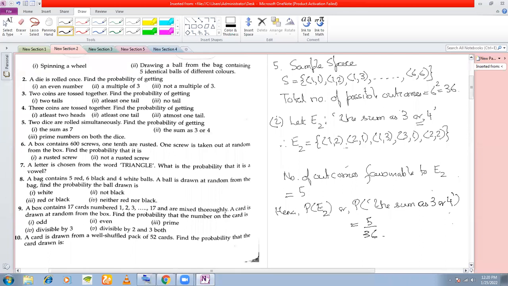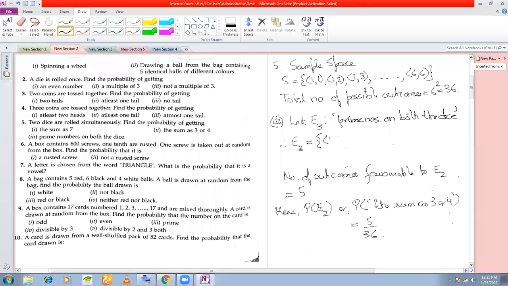Do we have time for the third one? Perhaps I have time for the third one also, so let's finish this question. Let us define the event E3 as prime numbers on both the dice. What is my set E3 from the sample space? Can you say which numbers are prime on both?